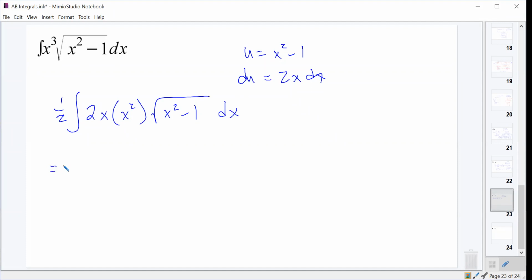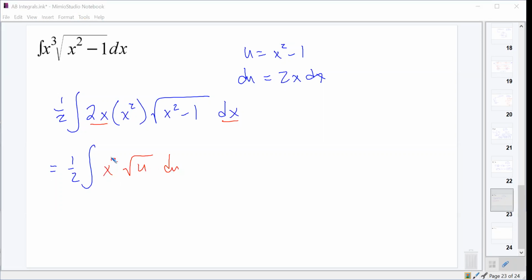So now what does this become? 1/2 of an integral of, well, the 2x dx ought to become the du. But what about the x squared? There's no x squared there. So x squared root u du. And we have a problem, right? We still have that x squared, whereas everything else turned into terms of u.